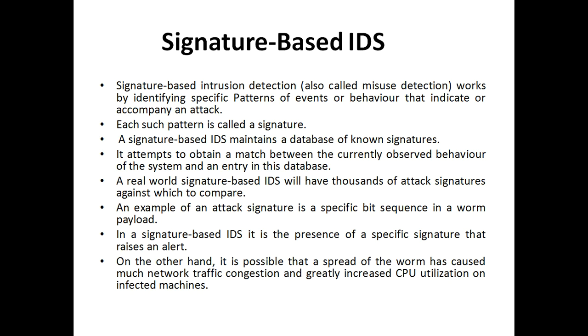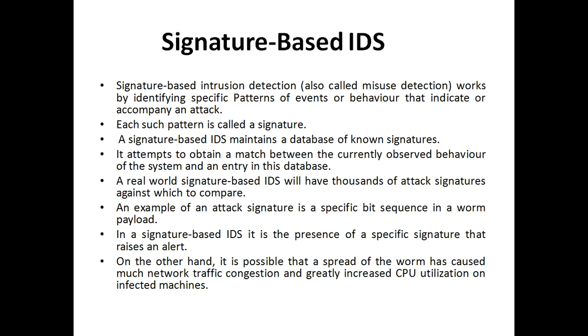An example of an attack signature is a specific bit sequence in a worm payload. In a signature-based IDS, it is the presence of a specific signature that raises an alert. On the other hand, it is possible that the spread of the worm has caused much network traffic congestion and greatly increased CPU utilization on infected machines.